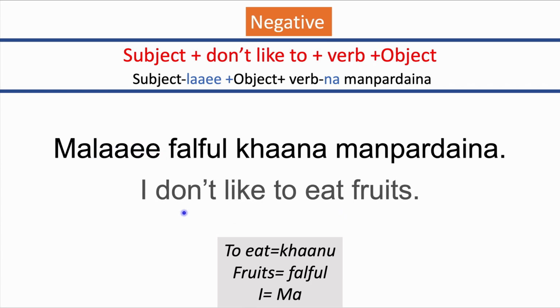Now let's learn how to say I don't like to eat fruits. For this sentence, you can just remove Man Parcha and substitute it with Man Pardaina. Malai, falful khana, Man Pardaina. Again, subject plus lie, malai. Object, falful. Verb in the na form, khana. Man Pardaina means don't like.